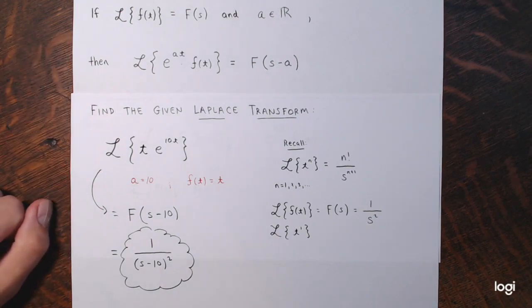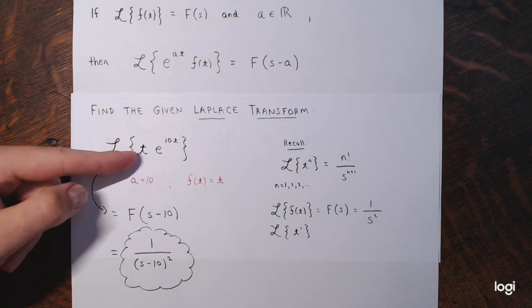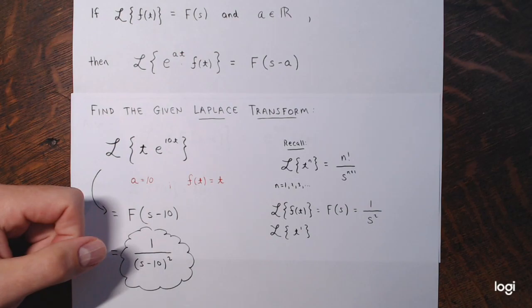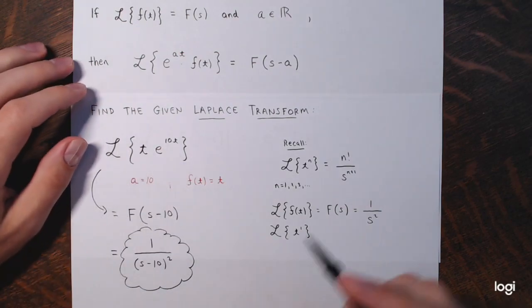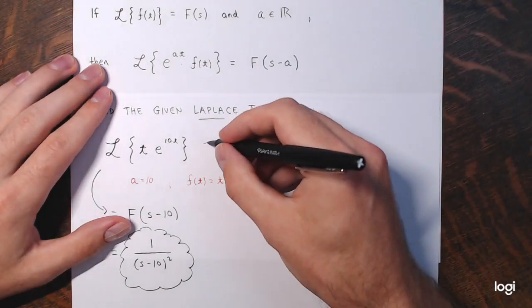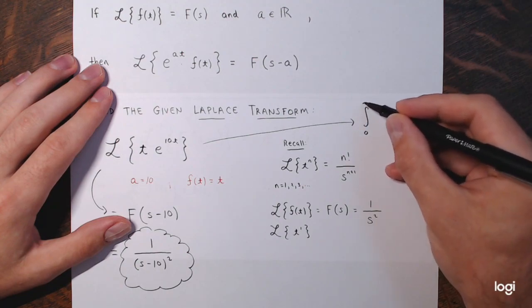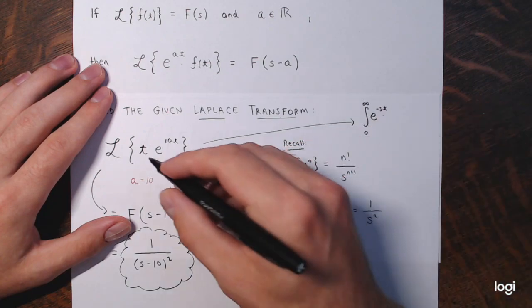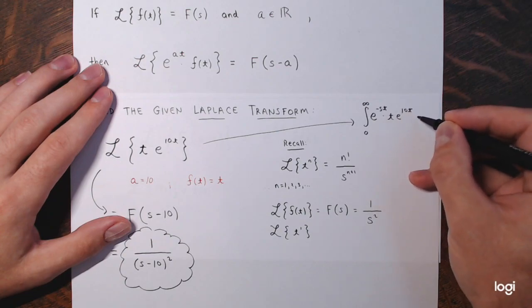Alright, and if you want to double check this, you could try finding the inverse Laplace transform and seeing that the inverse Laplace transform of this would be t times e to the 10t. Or you could also double check this by using the definition. Now I'm not going to do this, I'm just going to refresh your memory. Remember, this is the integral from 0 to infinity of e to the negative st times f of t, so t e to the 10t, dt.